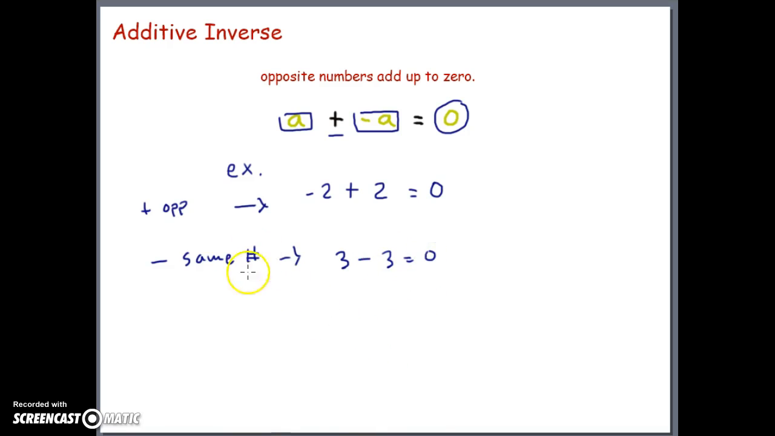And a non-example of this, something that is not the additive inverse, would be adding the same number. So x plus x does not equal 0, that equals 2 x's. So adding the same number does not equal 0. And the same thing is true with subtracting a negative number. So 3 minus a negative 3, this also does not add up to 0. So these two do not meet the definition of the additive inverse.